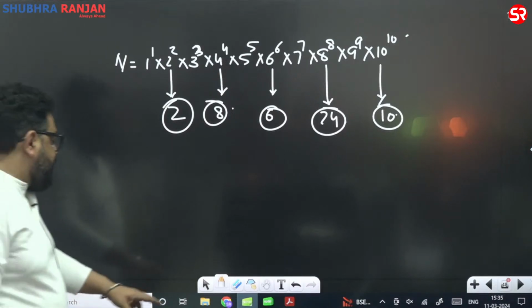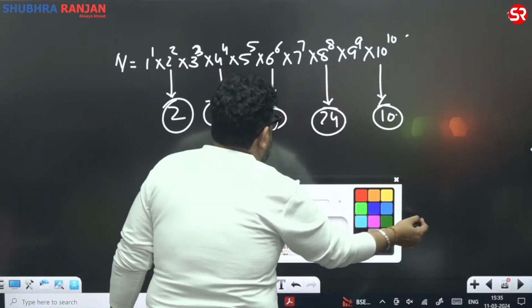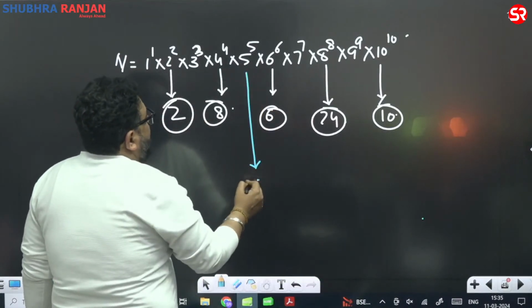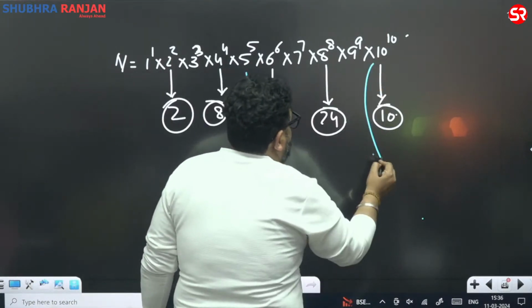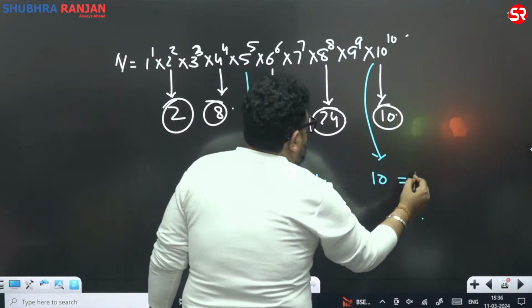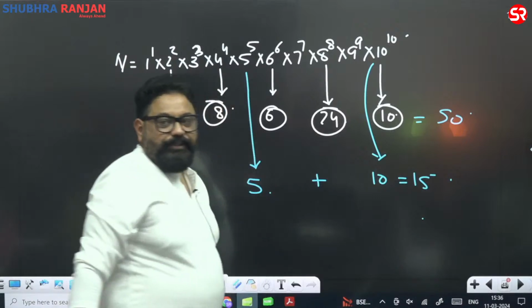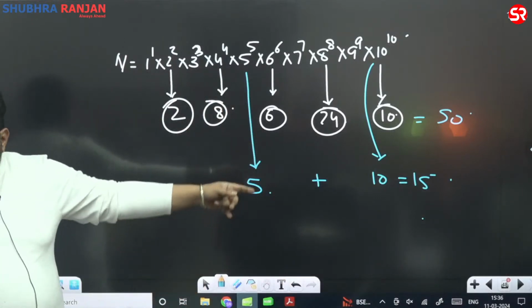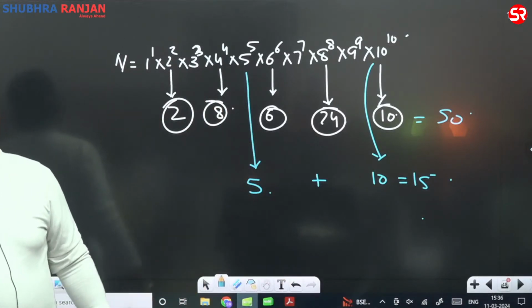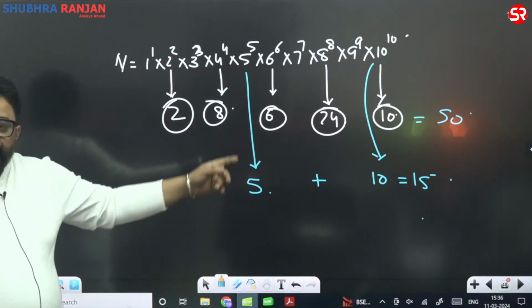And number of 5s देखें, guys, number of 5s देखें. 5 to the power 5 has 5 and 10 to the power 10 has 10 5s. So there are 15 5s and number of 2s were 50. So how many zeros are there at the end? 15 zeros are there at the end. Because 5 has 15 powers and 2 has 50 powers.